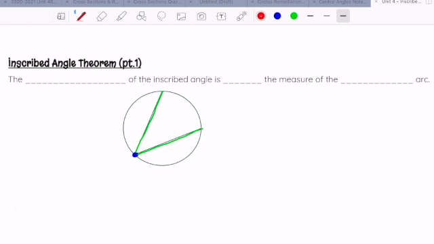All right, the inscribed angle theorem says that the measure of the inscribed angle is half the measure of the intercepted arc. Okay? So, if our arc measure is x, we're going to take x divided by 2 to find our angle measure. Conversely, if we're asked for our arc measure and we're given an angle, we would multiply our angle by 2.